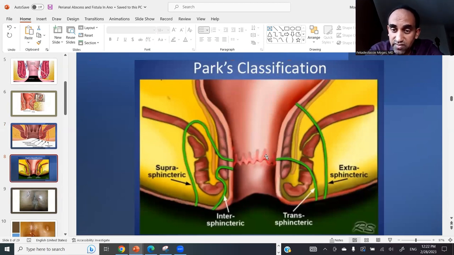Some fistulas are traversing through both internal and external sphincter mechanism. That's why we call them transsphincteric fistulas. Between the internal sphincter and external sphincter, we call it intersphincteric, inter means between the two. Suprasphincteric, it goes above the sphincter mechanism, okay?